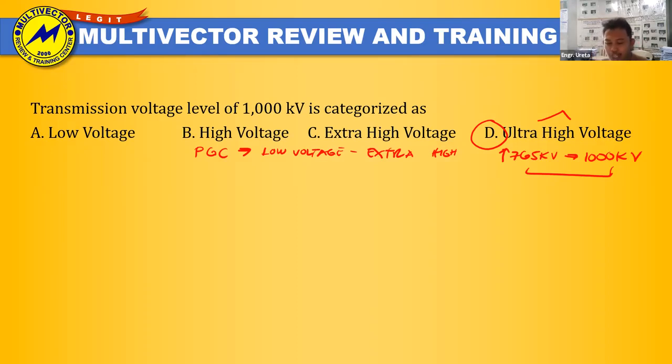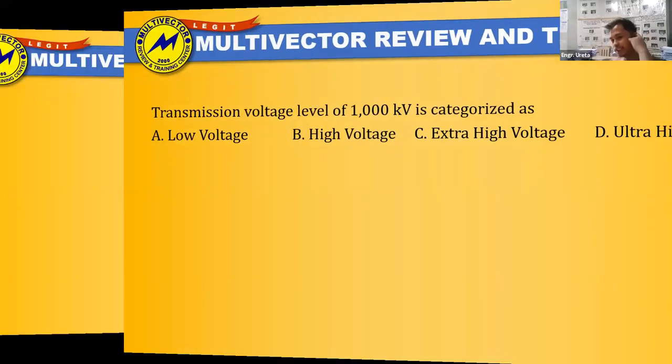Sa ibang bansa, sa China, sa US, meron silang ganyan, ultra high voltage, which is up to 1,000 kV. Sa Pilipinas, hindi pa siya ginagamit. Sa board exam, tatandaan nyo, lumalabas din yung mga voltage classification level. Kaya kakabisaduhin nyo rin or dadaanan nyo rin dapat. Huwag nyo kakalimutan. So problem number 45 is ultra high voltage. So letter D.